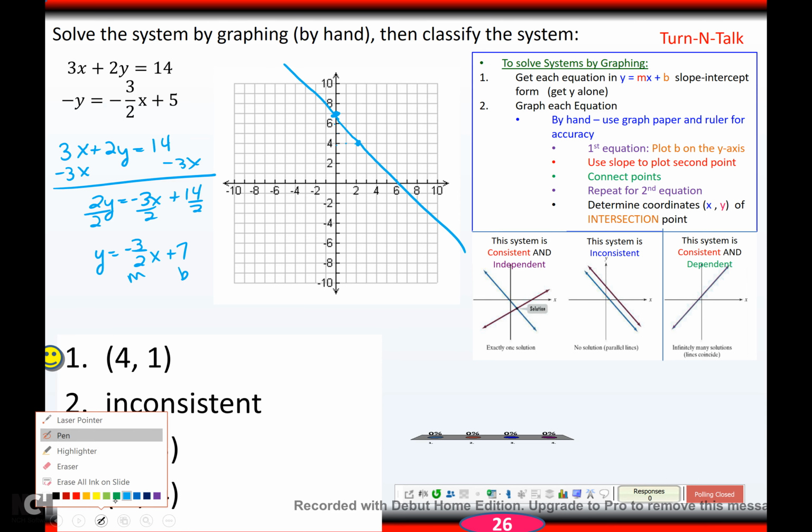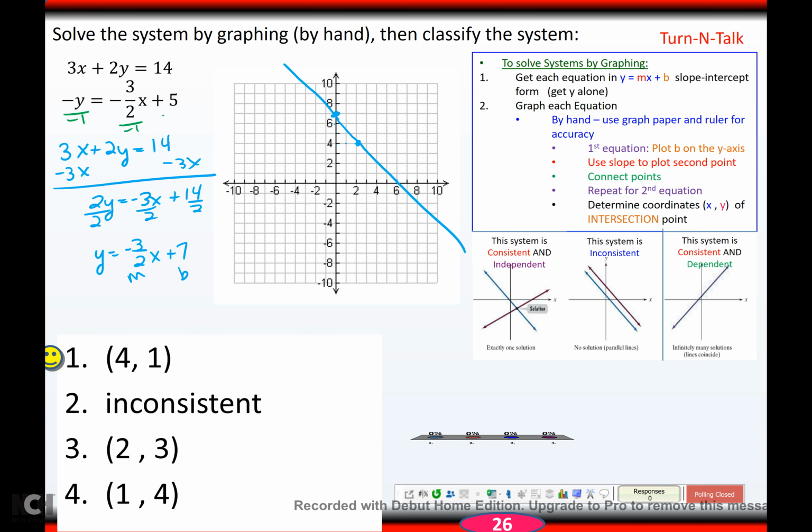My second equation, all I have to do is divide by negative 1, which will give me y equals positive 3/2 x minus 5. So there's my beautiful babe. Intercept on y, not there. Monkey says up 3 over 2. And there's my intersection point, which out of my possibilities, it looks like the closest one would be 4, 1. Okay?